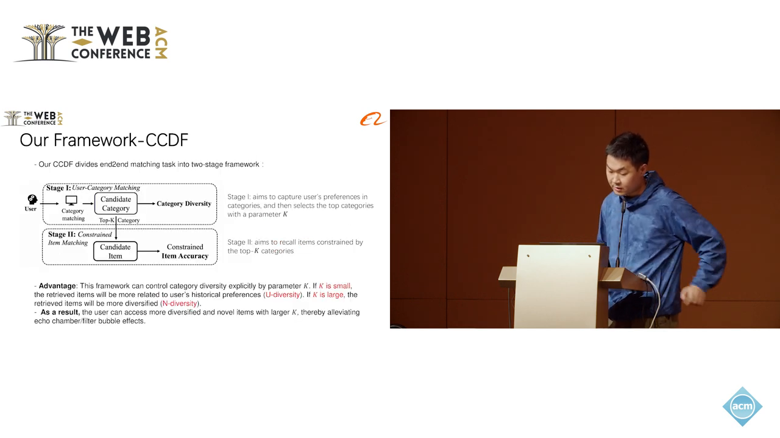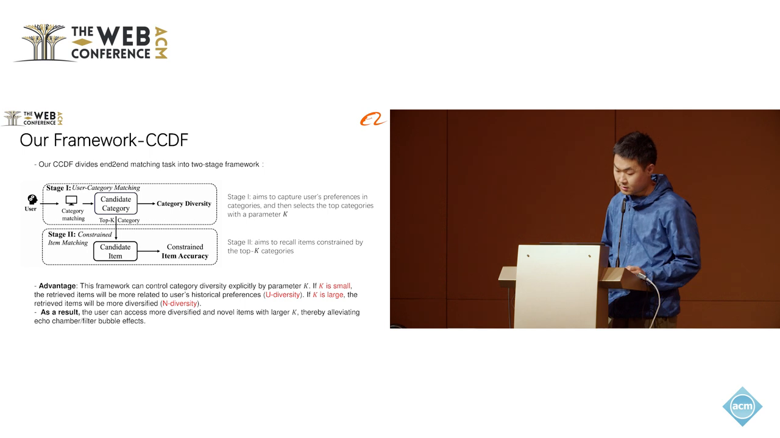Following is our CCDF framework. The purpose is controllability: CCDF divides the end-to-end matching task into a two-stage framework. Stage one is the user category matching. Stage one aims to capture users' preference in category and then select the top categories with a parameter k. And stage two aims to recall the items constrained by the top k categories. The advantage is the framework can control the category diversity explicitly by parameter k.